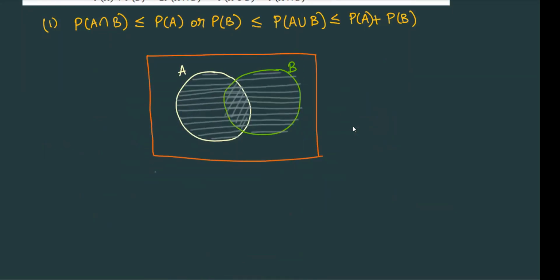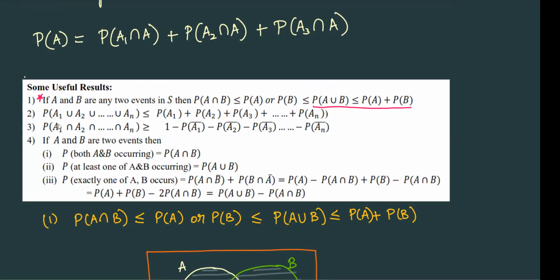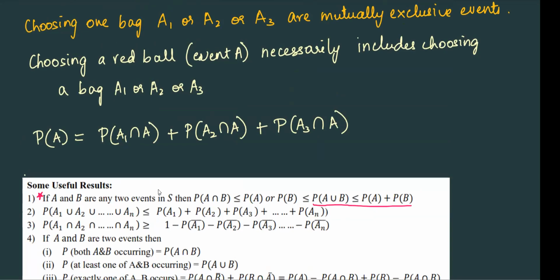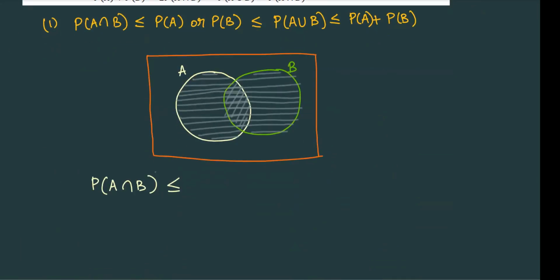Okay, how does this work? For 2, what we have to show here is P of A intersection B is less than or equal to, oh sorry, greater than or equal to 1 minus P of A bar minus P of B bar. So 2 steps to prove this.